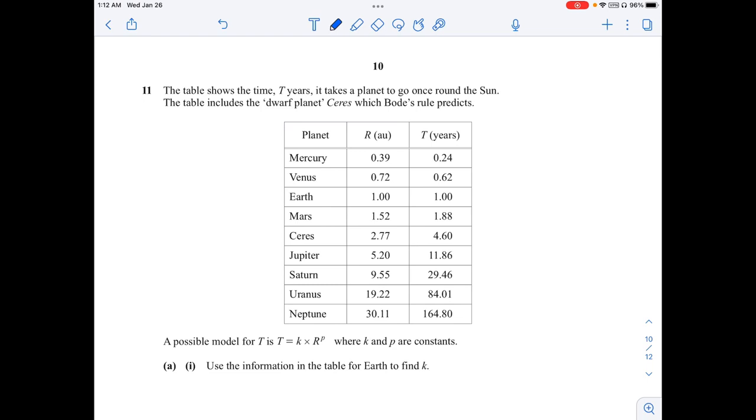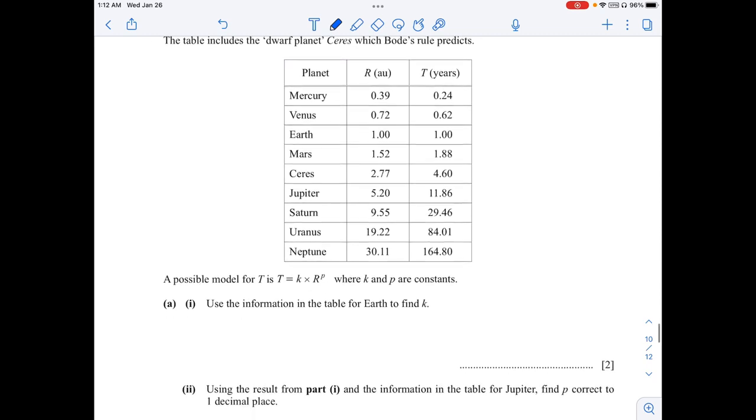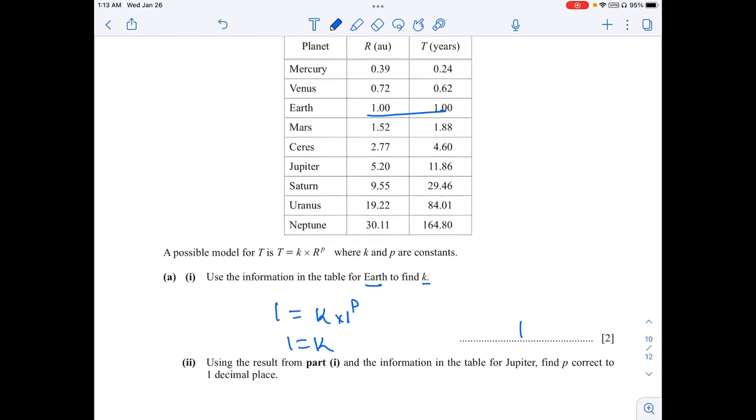The table shows the time t years it takes a planet to go once round the sun. The table includes the dwarf planet series which Bode's rule predicts. A possible model for the time is t is equal to k times r to the power of p, where k and p are constants. Use the information in the table for Earth to find the value of k. For Earth, it is 1 and 1. So t is 1, k we don't know, and r is 1 to the power of p. 1 to the power of anything is 1. So 1 equals k.